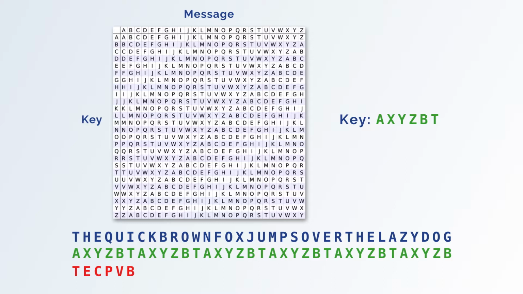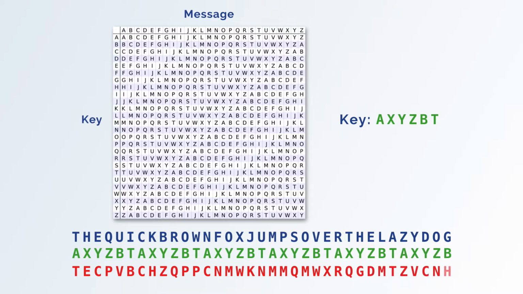In this particular case, the quick brown fox jumps over the lazy dog would translate into TEC PVB CHZ QPP CNMWK and MMQMWXRQ GDMTZVCNH.